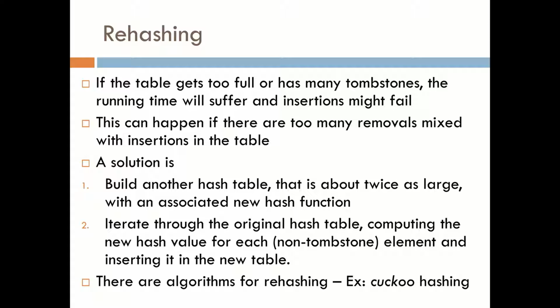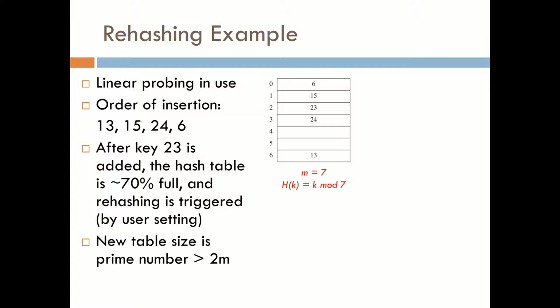There are a number of algorithms that try to do hashing more efficiently. Cuckoo hashing is one of them. It's actually covered in your textbook if you're interested in reading it. But I'll just give you a simple example of rehashing. So let's assume that we're using linear probing and we insert the following items in order.